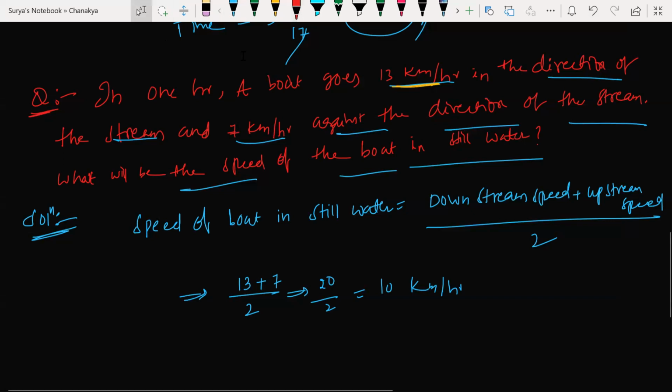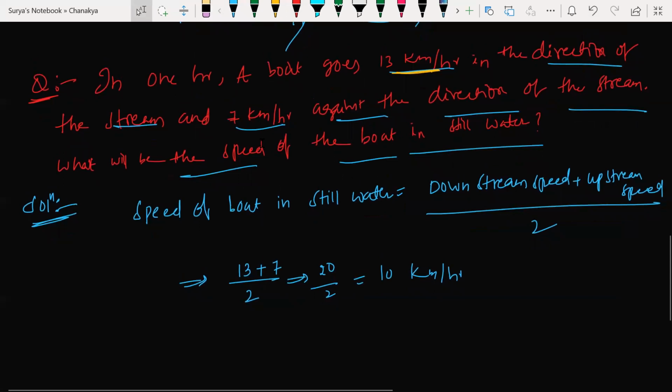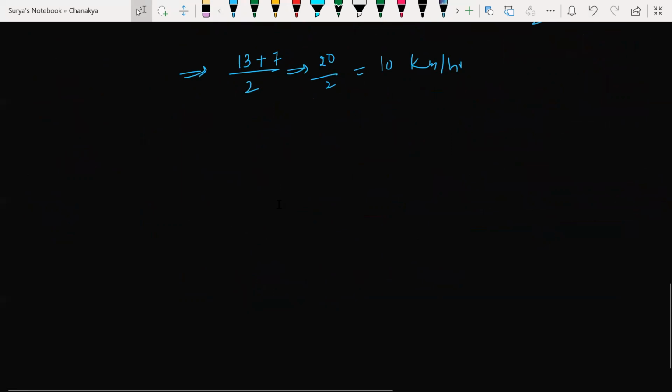Very simple, beta. What is he asking for? He's asking for the speed of the boat in still water. Speed is 10 km per hour. Very simple. Correct. Next question.